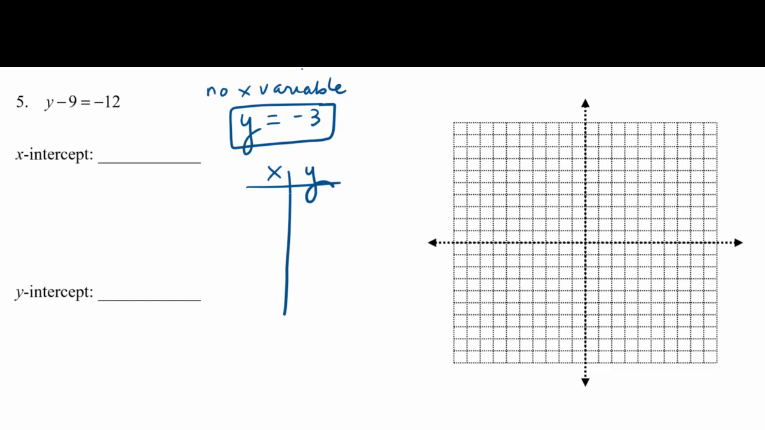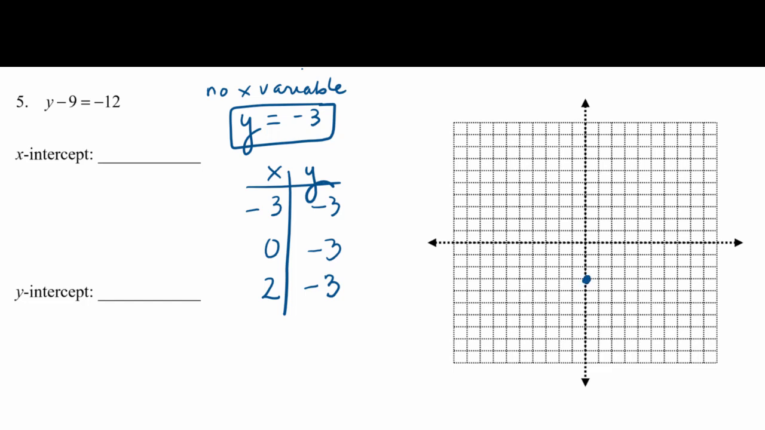I get to choose any x. Let's choose -3, 0, and 2. Now, what's y? When x is -3, what is y? Well, the equation is telling us that y is -3. So I'm going to put -3. When x is 0, what's y? Well, the equation says y is -3. When x is 2, what's y? Well, the equation says y is -3. Y will always be -3, no matter what x is. Y is not dependent on x. Do you see that?